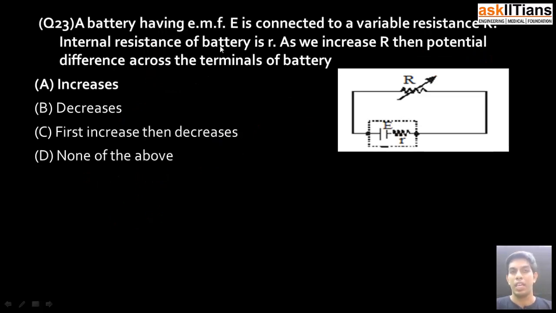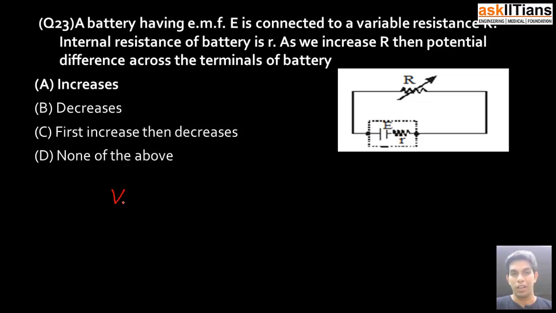A battery having EMF E is connected to a variable resistance R. Internal resistance of the battery is small r. As we increase R, then potential difference across the terminals of battery: A increases, B decreases, C first increases then decreases, D none of the above.